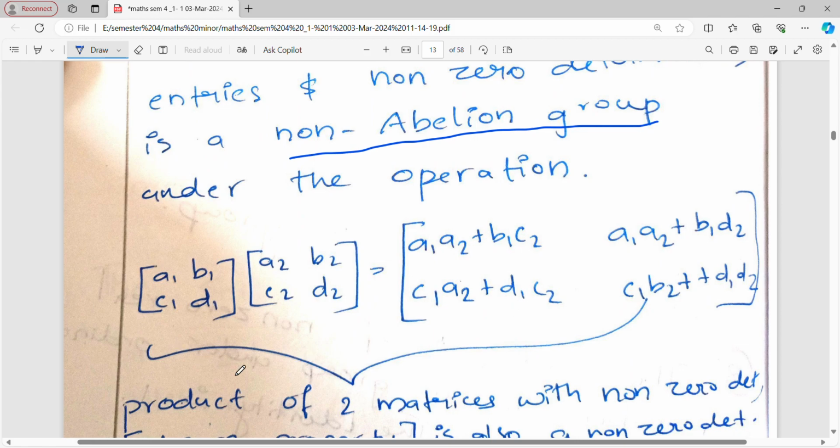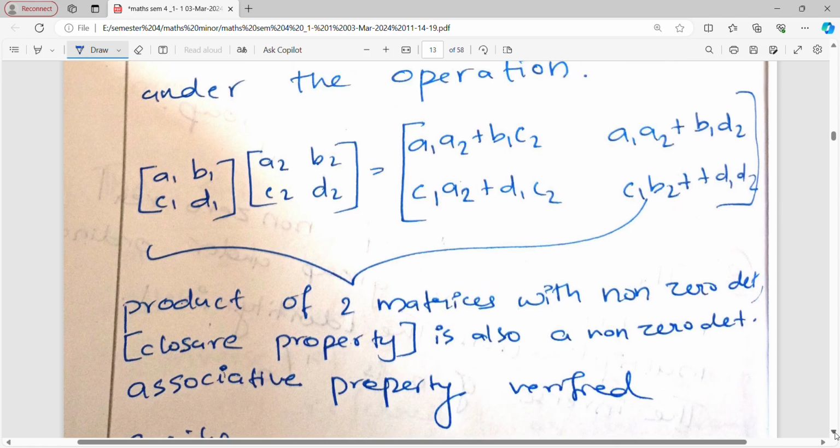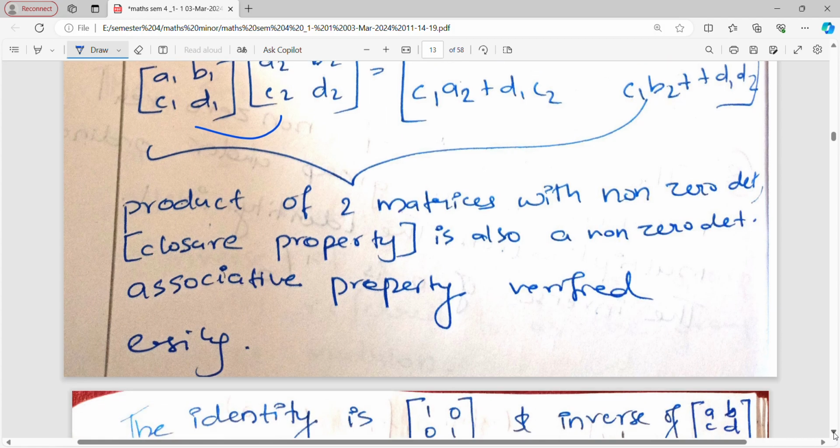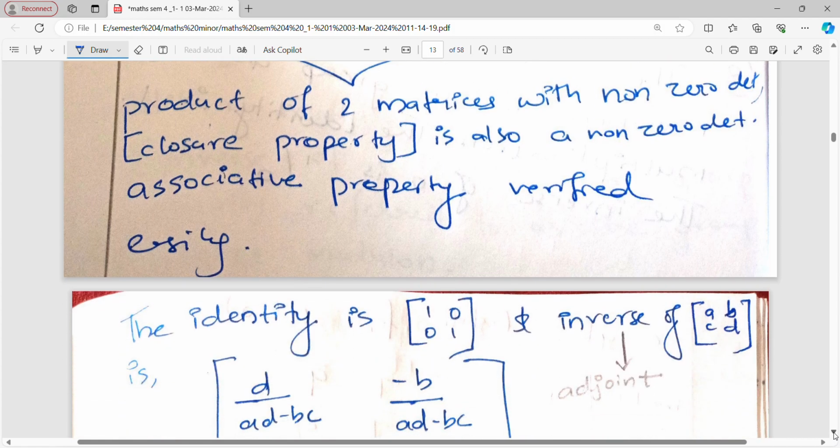Not this. It is difficult to explain this more and more, because these are the basics of matrices and all. So if you are thorough with it, you will get this. These are how we take the determinant and all. Next, if we take the product of two matrices with non-zero determinant, it is also a non-zero determinant. The associative property can be verified easily here. I won't be spoon feeding you all this, okay?